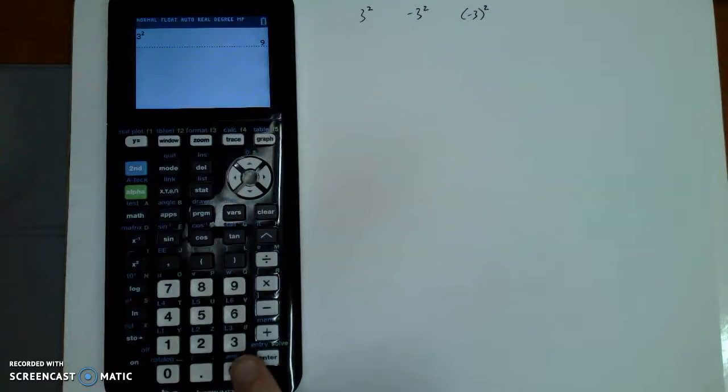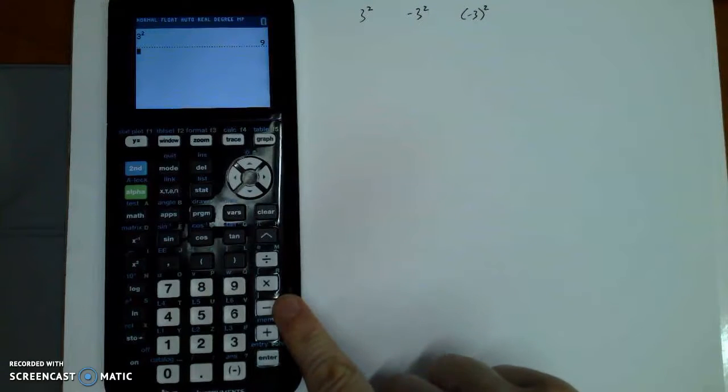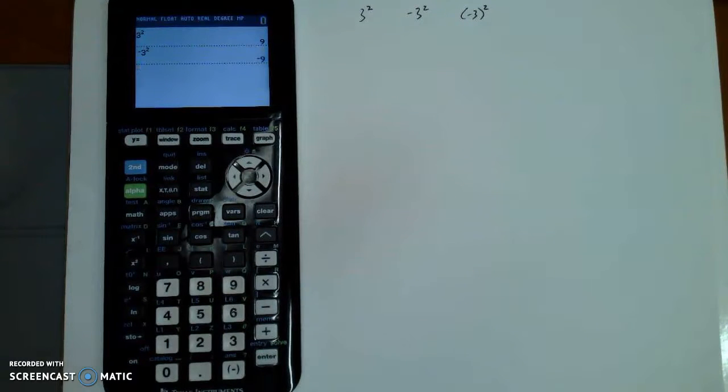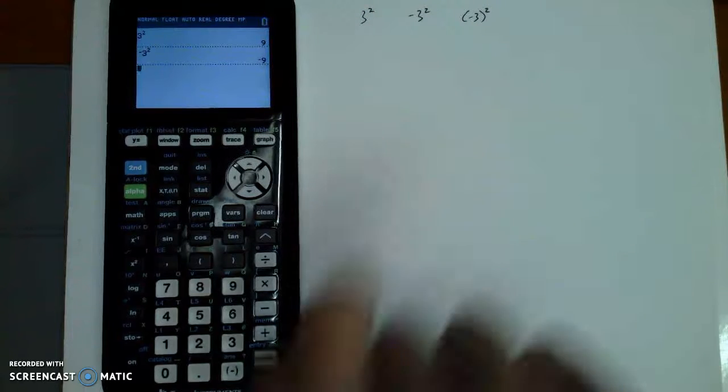Now, my negative button is way down here at the bottom. This is a common problem. What is the difference between these two buttons? This one is just for subtraction. This one is for negative numbers. So if I type in -3 and then squared, my calculator, as it's supposed to, is going to leave it as negative, because here we're not squaring the negative.